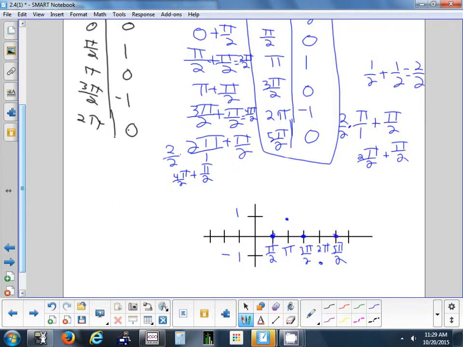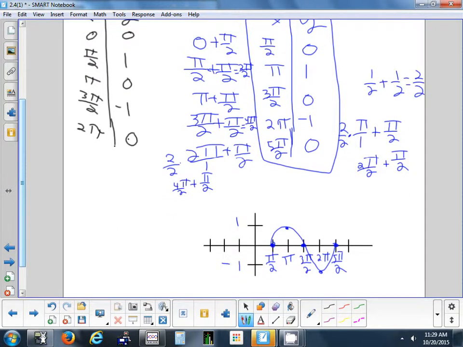Okay, when you connect them, try to make it look curved. This graph shouldn't look like that. Everything should be somewhat nicely curved.